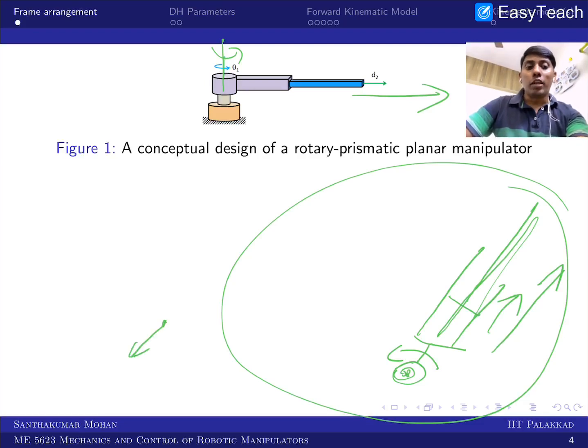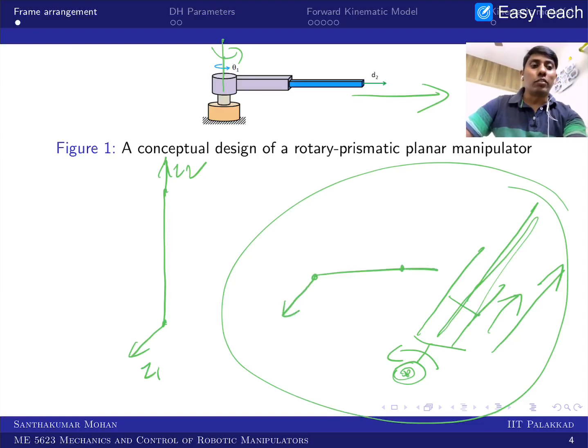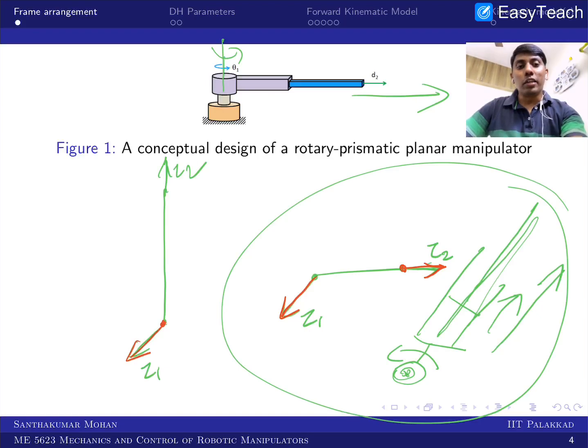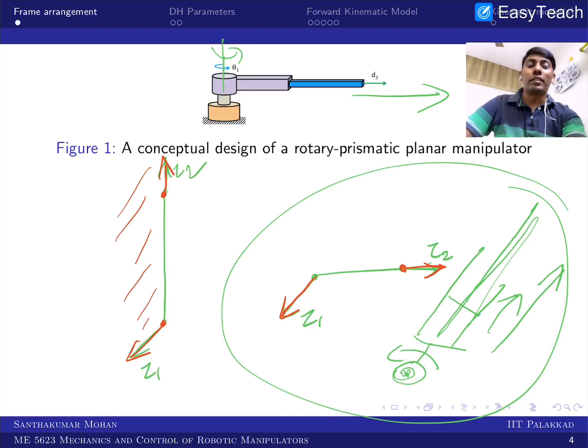One way is that you can realize Z1 like this, and Z2 like this. In the other configuration, Z1 is like this, and you can realize Z2 like this. So this is one configuration, and this is another configuration. Why are these two important? Because if I take this configuration, the x-axis is different, and if you take this one, the x-axis is different. I can take the plane, which is the plane containing Z1 and Z2.